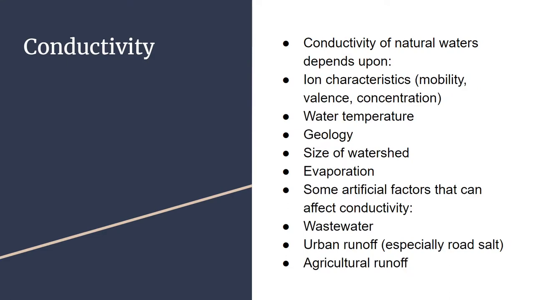Conductivity of natural waters depends upon ion characteristics, mobility, valence, concentration, water temperature, geology, size of watershed, and evaporation. Some artificial factors that can affect conductivity include wastewater, urban runoff, especially road salt, which is usually applied during the winter, and agricultural runoff, which again can be from fertilizers and things like that. So many different things can affect conductivity, and that's something you can also test for within your stream. That gives you an idea of what types of minerals and stuff are there.